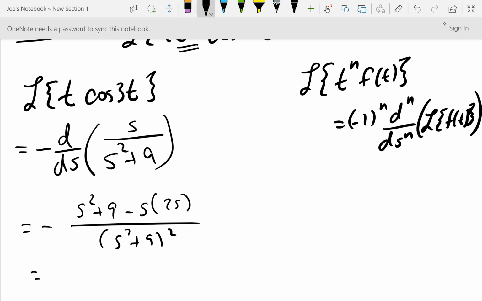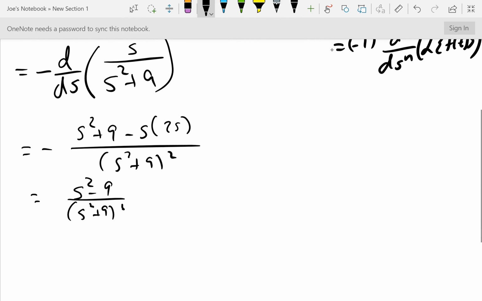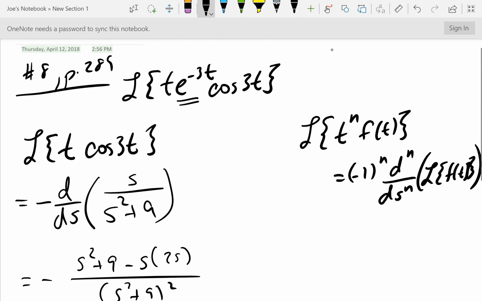So we've got an s squared and a minus 2s squared. So I'll have 9 minus s squared on top, but we get a negative in front, so I'll just write it as s squared minus 9 over s squared plus 9 squared. So that would be the Laplace transform that we're looking at in this particular case for just t times cosine of 3t.